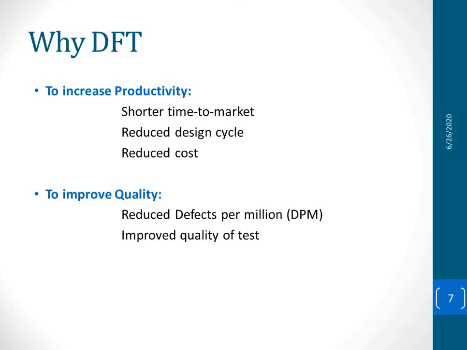As well, the other criterion is to improve the quality. What do you mean by improving the quality? That means the defects should be less, or in short, reduced defects per million, which we call DPM. If the number of defects which can occur inside a chip you are manufacturing is very small, then we say the quality of the chip is good. And with improved quality of test, whenever you test it, if the quality of that testing is also good, then obviously my chip is also very good. So in short, to improve the quality, again we need design for testability.